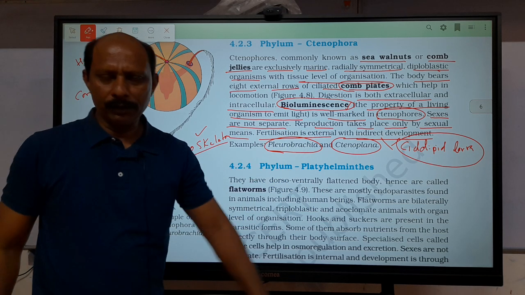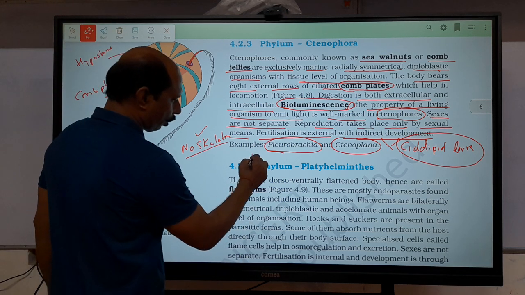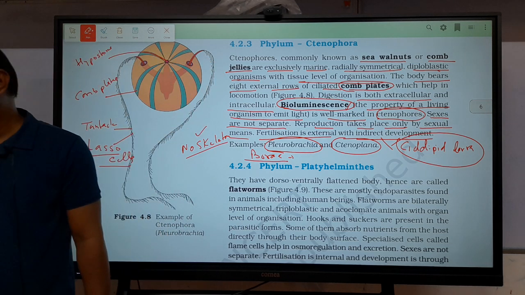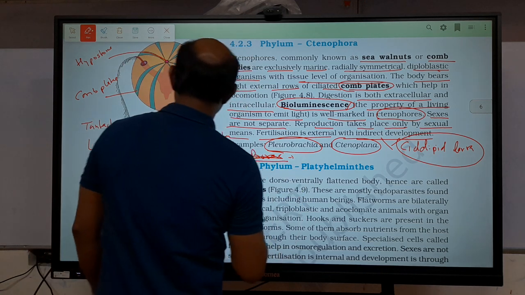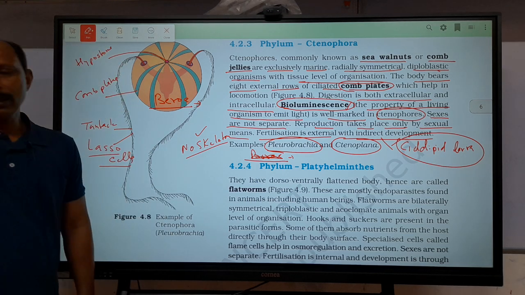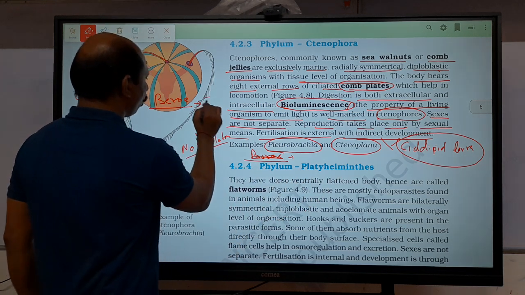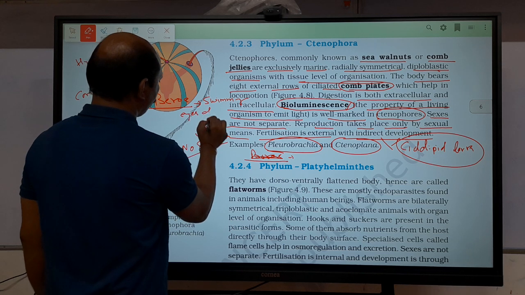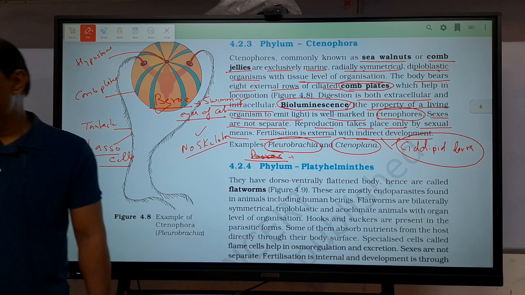Some other examples are also there. Beroe is one name, which is not given here; I write it, B-E-R-O-E. Beroe is commonly called the swimming eye of cat. It looks like eyes are swimming, so it is called the swimming eye of cat.